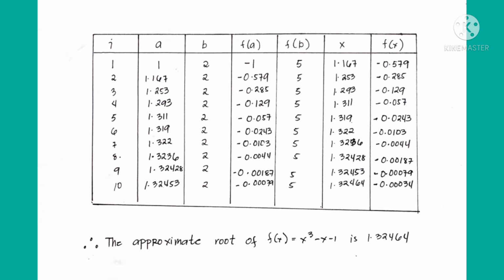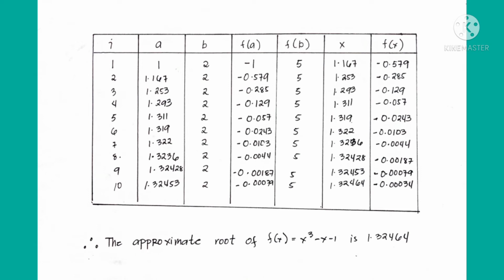So b is equal to 1.15625, and on the next iteration a is 1.125, f of a is negative 0.201, f of b is equal to 0.00187, c is equal to 1.1406, f of c is 1.32453, f of x is negative 0.0079. The next iteration, the a is 1.32453.